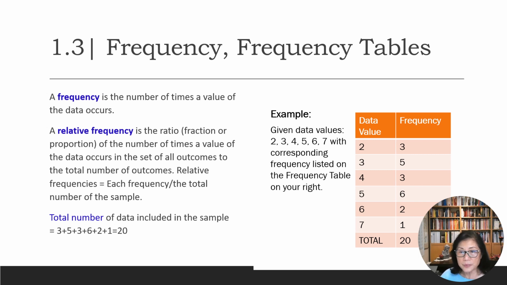This is a frequency table. We have data values of 2, 3, 4, 5, 6, and 7 with corresponding frequencies of 3, 5, 3, 6, 2, 1. First thing we do, we need to find the total number of data included in the sample, which is just addition. We add up 3 plus 5 plus 3 plus 6 plus 2 plus 1 equal to 20.